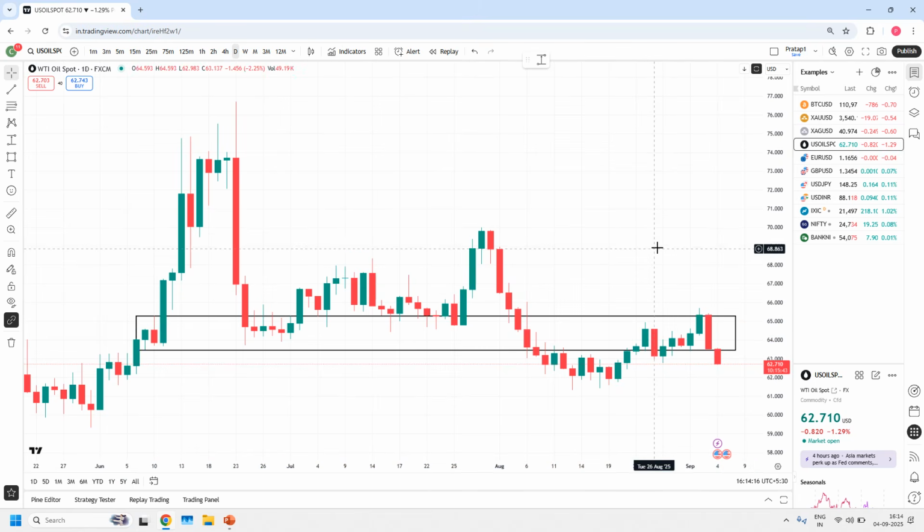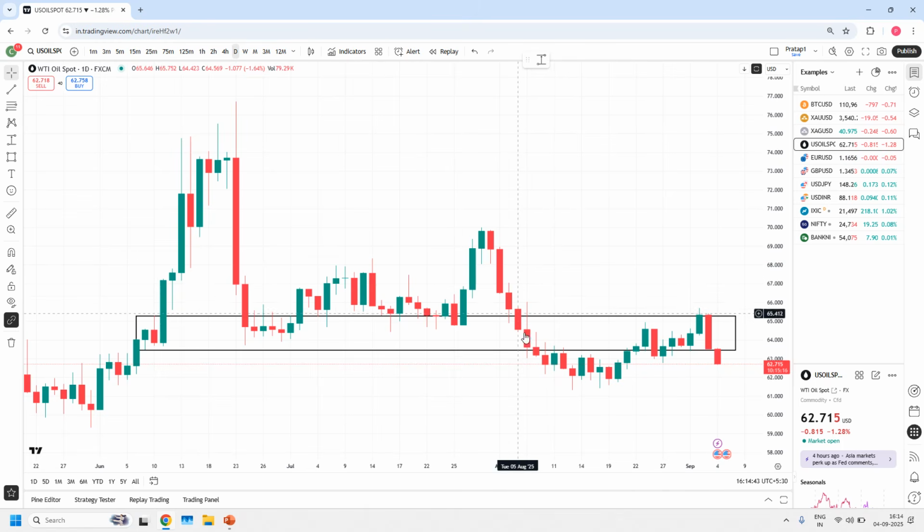It confirmed there is institutional participation. That indicates there might be institutional pending orders available here. What kind of pending orders? Unfilled buy orders. So next time again prices entered in this area, these unfilled pending orders again pushed the market up.